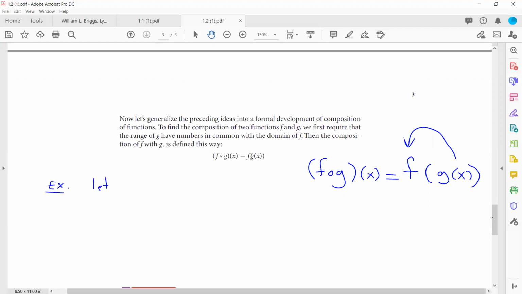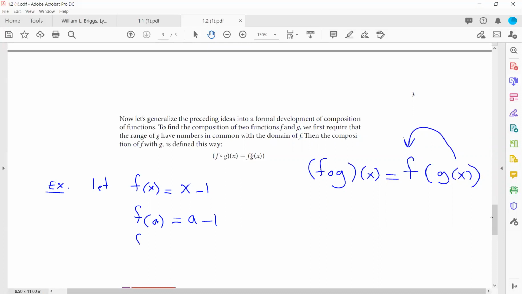Let f of x be equal to x minus 1. I say evaluate the function when x is equal to a. Or I say, hey, what is f of a? It means that wherever you see x, you just write a. You substitute a, so you get a minus 1.